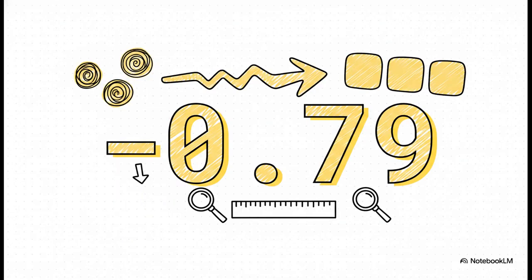The output table literally tells you. It calculates the mean difference for you. In this case, it's negative 0.79. That's our magnitude. It puts a specific number on the size of the gap between these two groups.